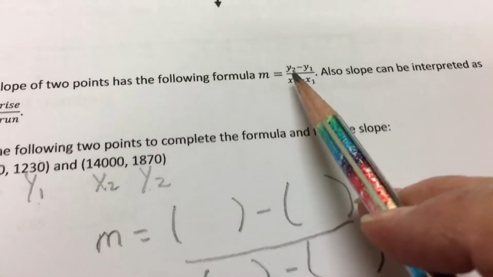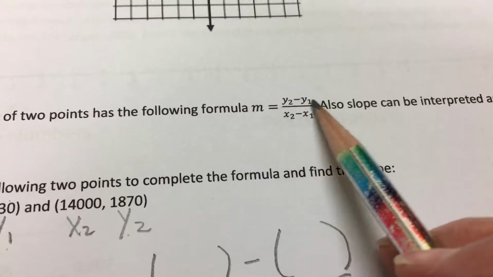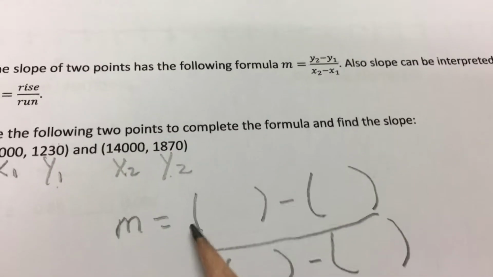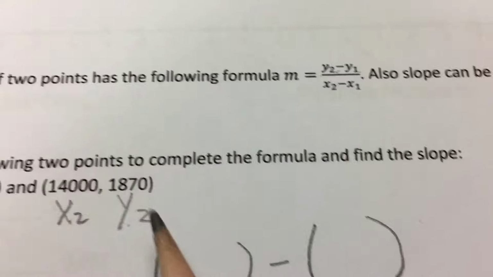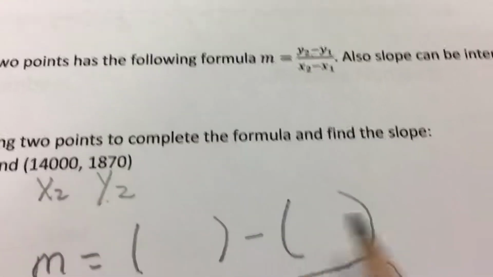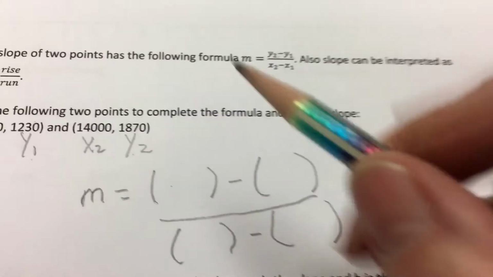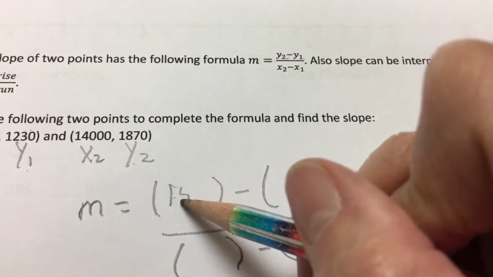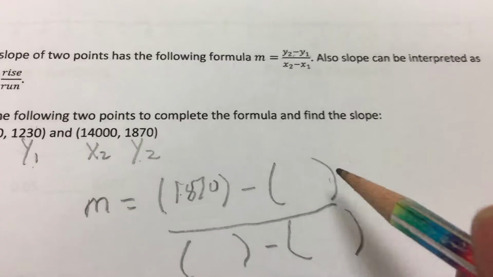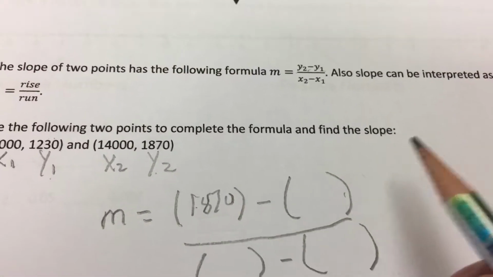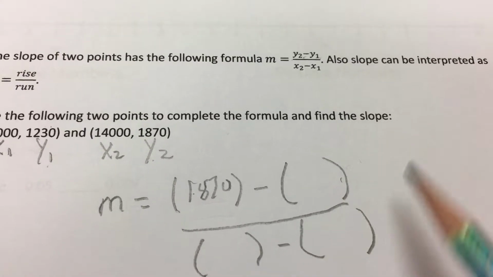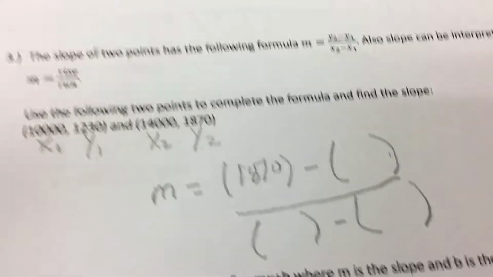For every one of these variables, I will put a set of parentheses, and now I just fill in the blank. So notice it says use y2. I come over here, y2 is this number. That's what I'm going to write in this blank, 1870. And you're going to continue this process until you have all the blanks filled in. Then work the numerator, work the denominator, and divide. That'll give you your slope.